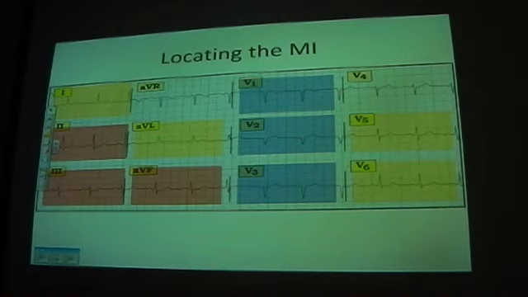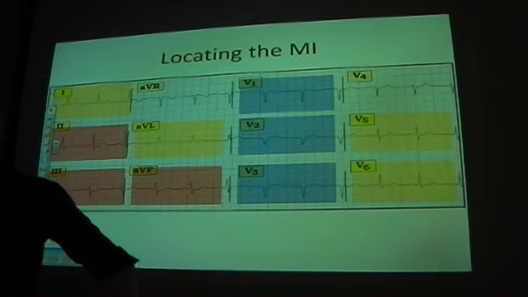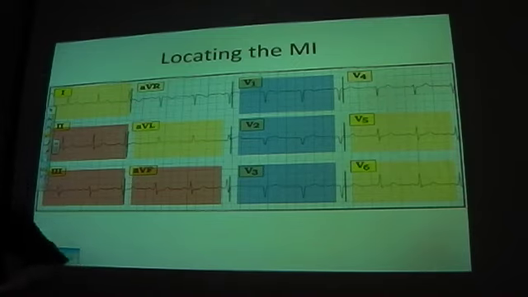The yellow ones, particularly you're looking at V5, V6, AVL, a bit of one, and this is a lateral MI, so here you're looking at the anterior descending artery. Whilst the red ones, 2, 3 and AVF, they're sort of inferior to the heart, so that's looking at an inferior MI, which is generally a little bit milder. You can't put a specific artery to it.